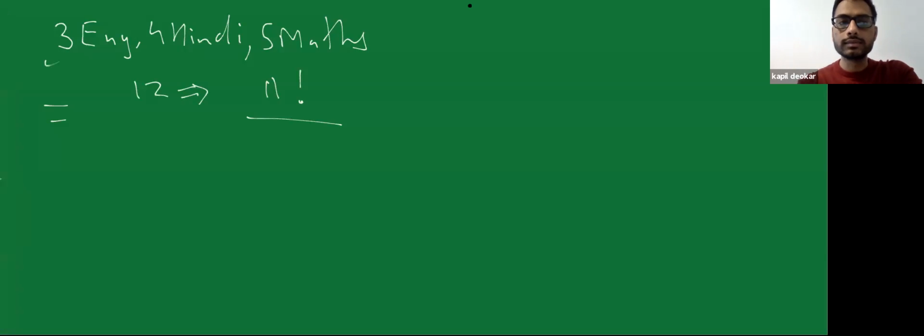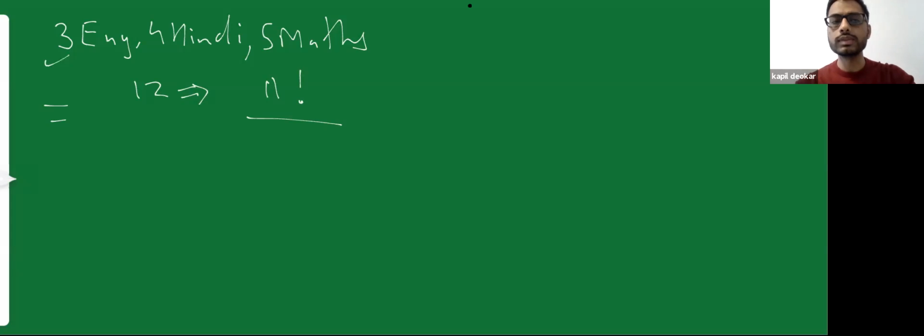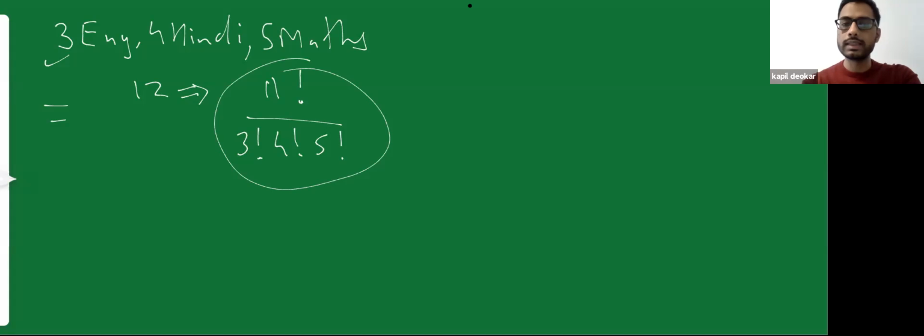English books, 3. Suppose that these are 3 identical English books. So same English books are there. So 3 books are same, so we'll divide by 3 factorial. 4 same Hindi books are there, so I'll divide by 4 factorial, and 5 math books are there, so I'll again divide by 5 factorial. So the answer is going to be equal to 11 factorial by 3 factorial, 4 factorial, 5 factorial.